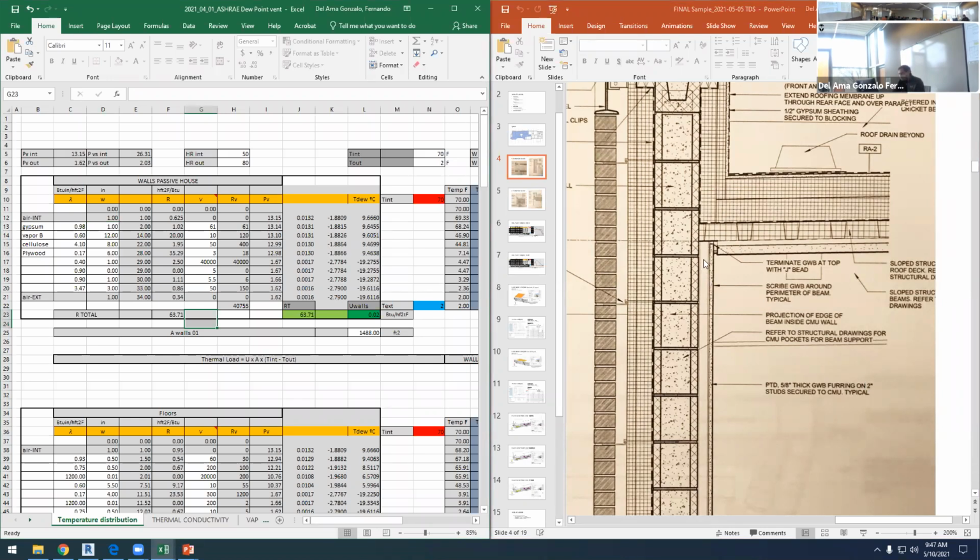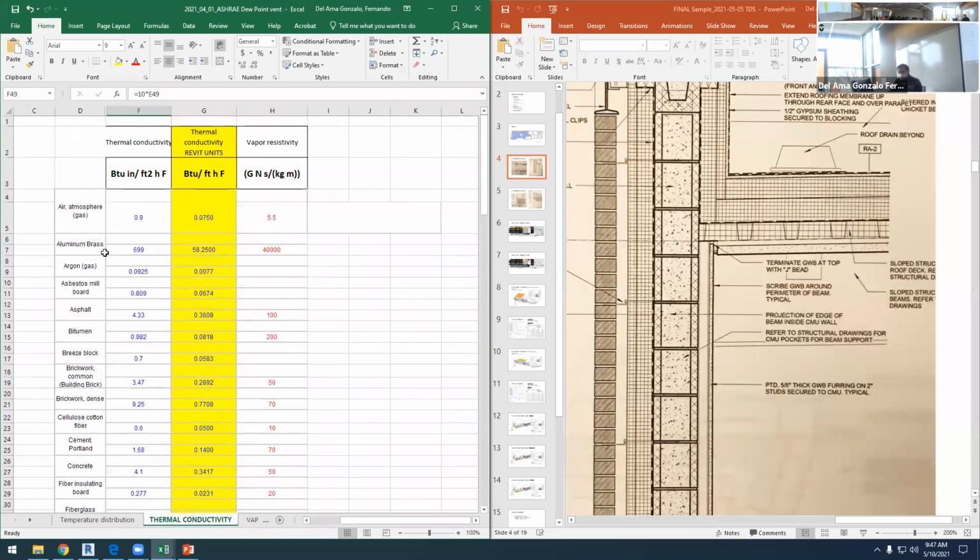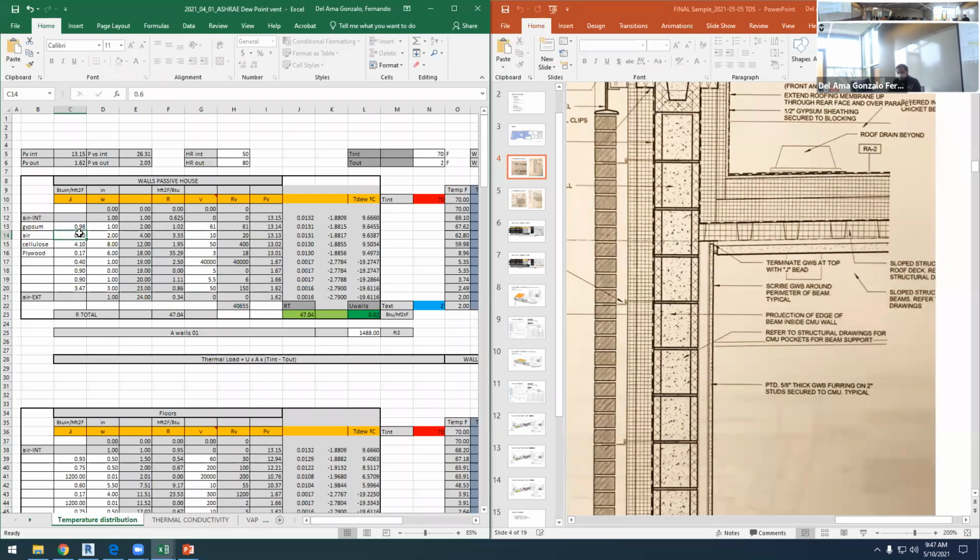Okay. Then this is the stud, but what we have here is an air chamber, because we have studs every, let's say, 3 feet, but we have air there. So this barrier would be air. The width is 2 inches. And what is the thermal conductivity of air? It is 0.9. So this is 0.9.